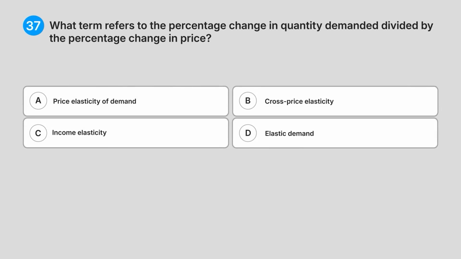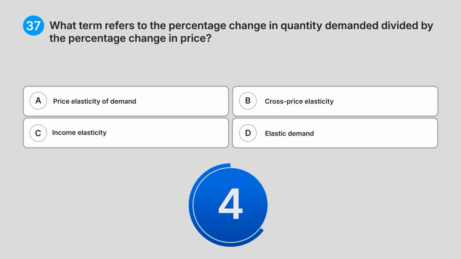37. What term refers to the percentage change in quantity demanded divided by the percentage change in price? A. Price elasticity of demand. B. Cross-price elasticity. C. Income elasticity. D. Elastic demand. What do you think is the answer?